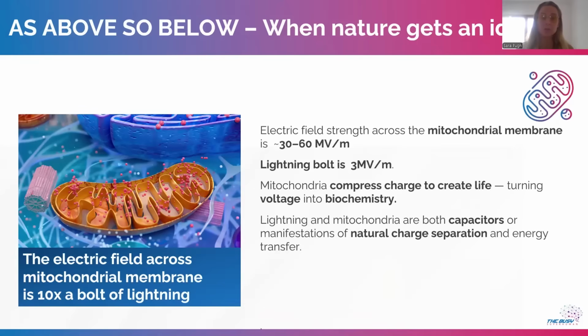But if we think back to the mitochondria and about what they are, they're also a little capacitor. And interestingly, the electric field strength across the mitochondrial membrane is about 30 to 60 millivolts per meter, and the lightning bolt field strength is 3 millivolts per meter. So the mitochondrial membrane actually has 10 times the electric field strength of a bolt of lightning. So another way we can think about mitochondria is that they are something that can compress charge or electricity into life.